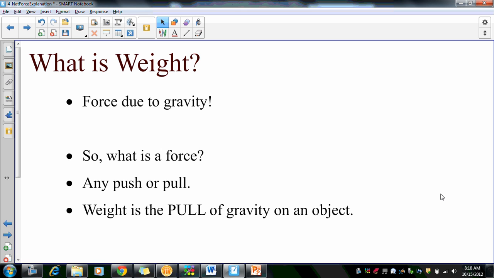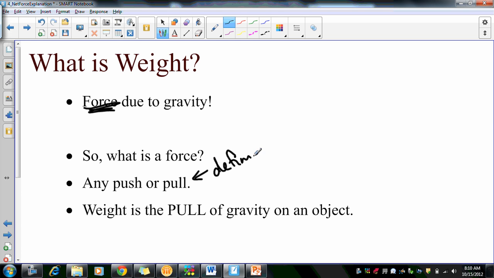So first, what is weight? Weight is the force due to gravity. So what is a force? It is any push or pull. That's your definition of force. And weight is the pull of gravity. Hence, it is the force due to gravity. So weight is the pull, which makes it a force.